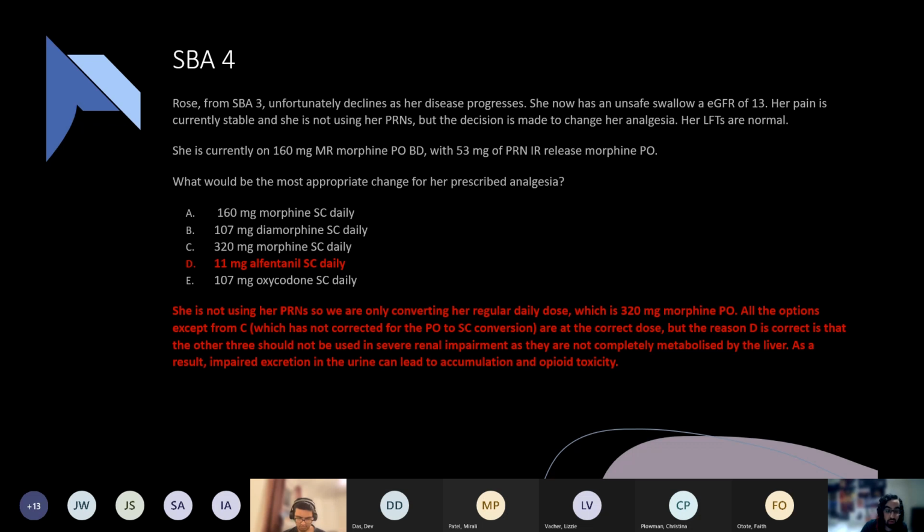107 milligrams of diamorphine is the right dose. 107 milligrams of oxycodone is the right dose. But it's because of her renal impairment.